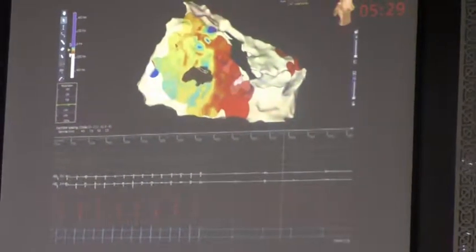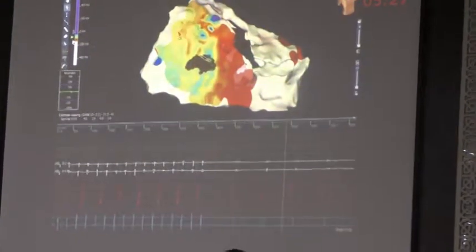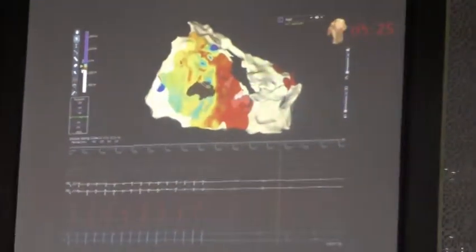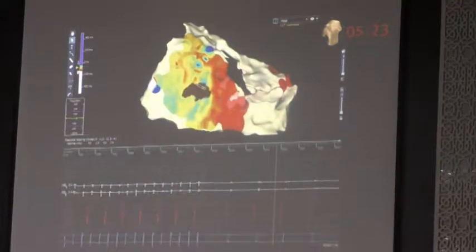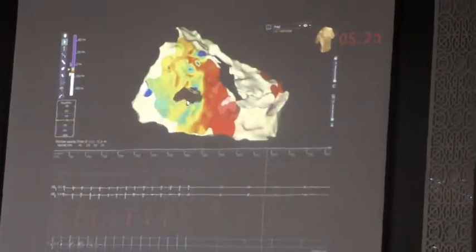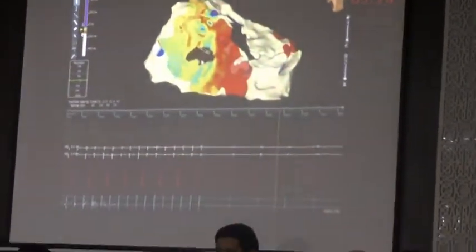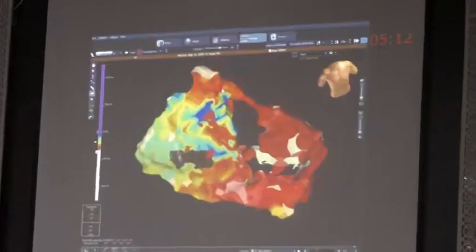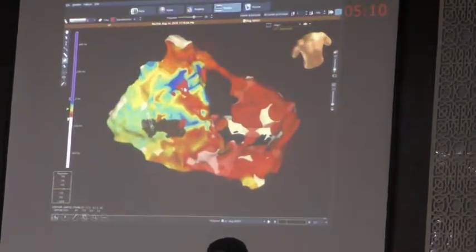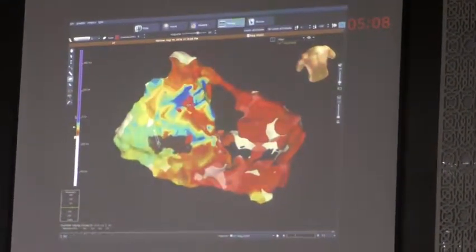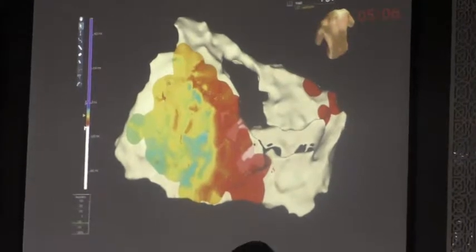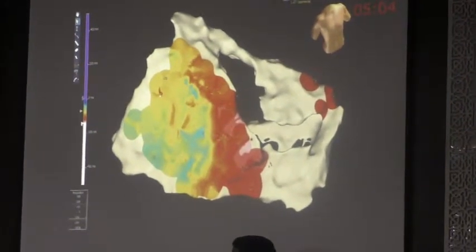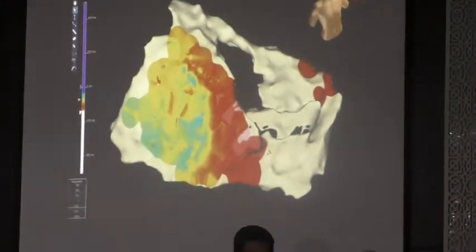And we did not stop at that, but we tried to eliminate every possible electrical substrate for the VT. We ablated the late potential area, which was in the corridor of scar border zone. We abolished all late potentials in this area, as well as in the other area, slightly up in the RVOT. And then we repeated the late potential map. There was no evidence of late potentials in this area.